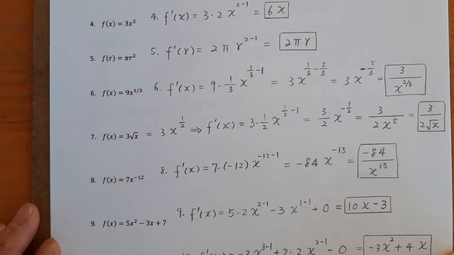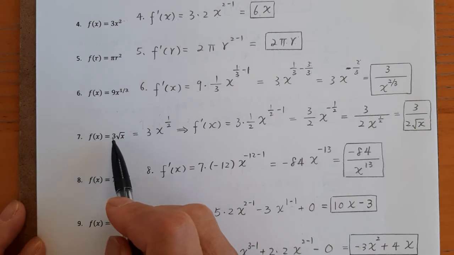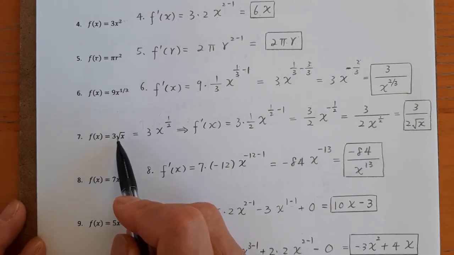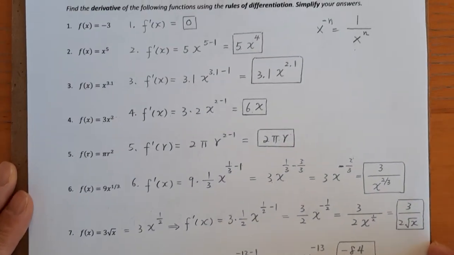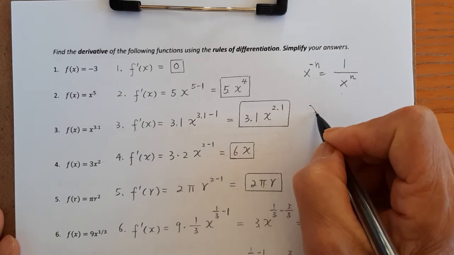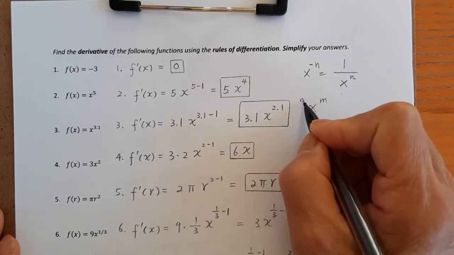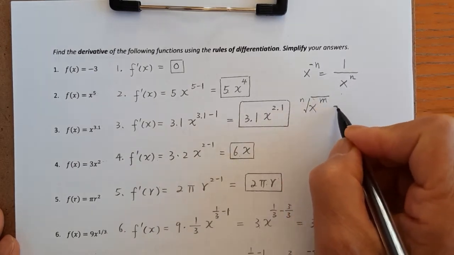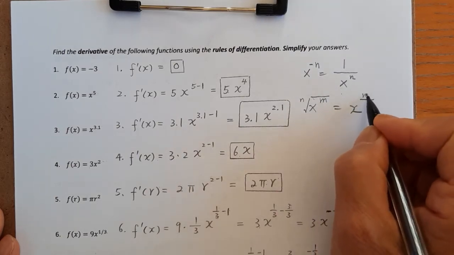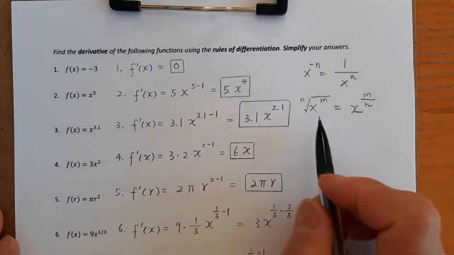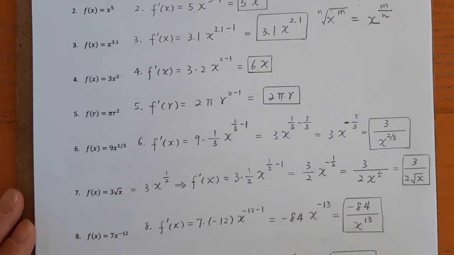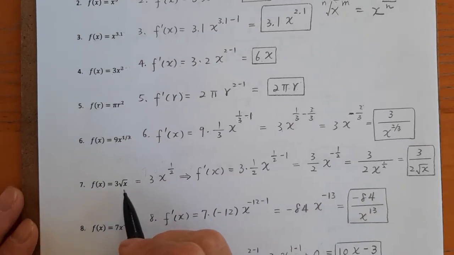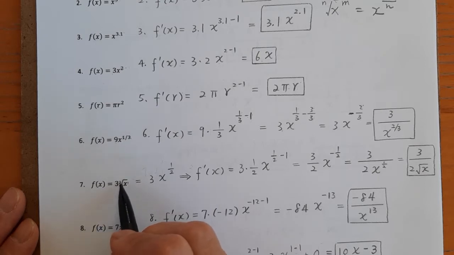And question 7 is 3 square root of x. For the square root of x, you will use the radical to exponent rule. What is the radical to exponent rule? The nth root of x to the power m is equal to x to the power m over n. That's the radical to exponent rule. So the square root of x is x to the power 1 over 2, since the square root is 2.